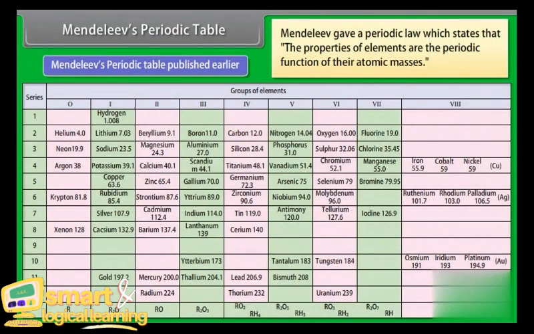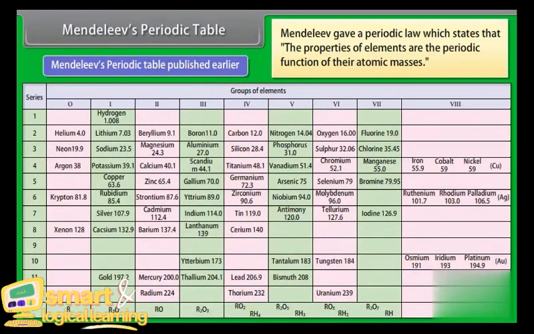Mendeleev's periodic table. Mendeleev gave a periodic law which states that the properties of elements are the periodic function of their atomic masses. Uses of Mendeleev's periodic table. Number 1. In periodic table, elements are classified into groups with similar properties, thus facilitating the study of properties of elements. Number 2. Mendeleev left certain vacant places in his table, which provided a clue for the discovery of new element. Some of the properties could be predicted with a fair accuracy.